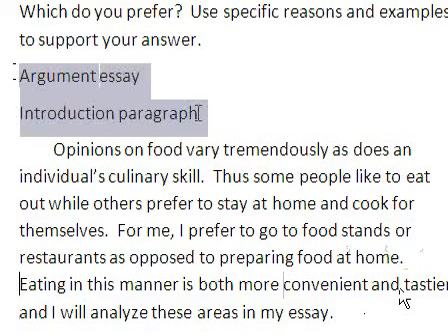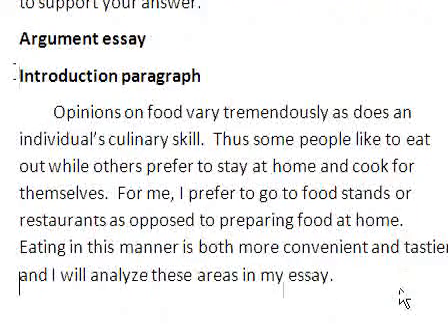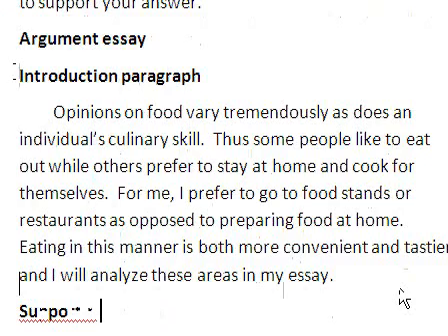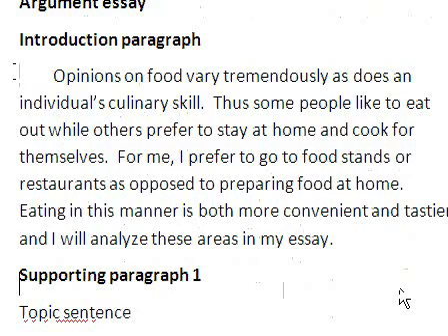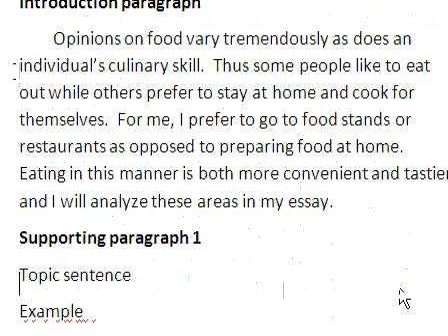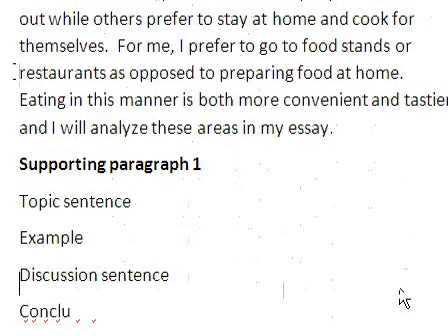Okay, let's make these stand out a bit better. So introduction paragraphs, fifth paragraph. So now the first thing in our supporting paragraph is our topic sentence. This is followed by our example or evidence of some kind, followed by a discussion sentence, and finally a conclusion sentence, which is just a conclusion for the topic.